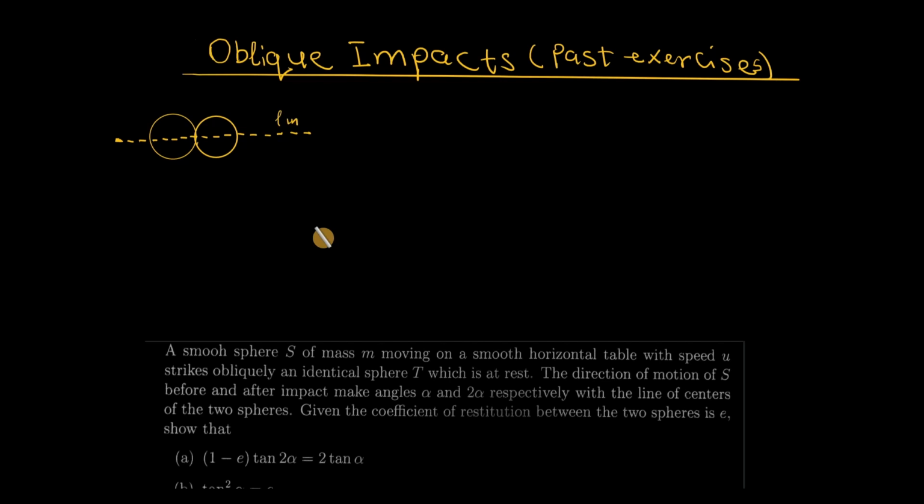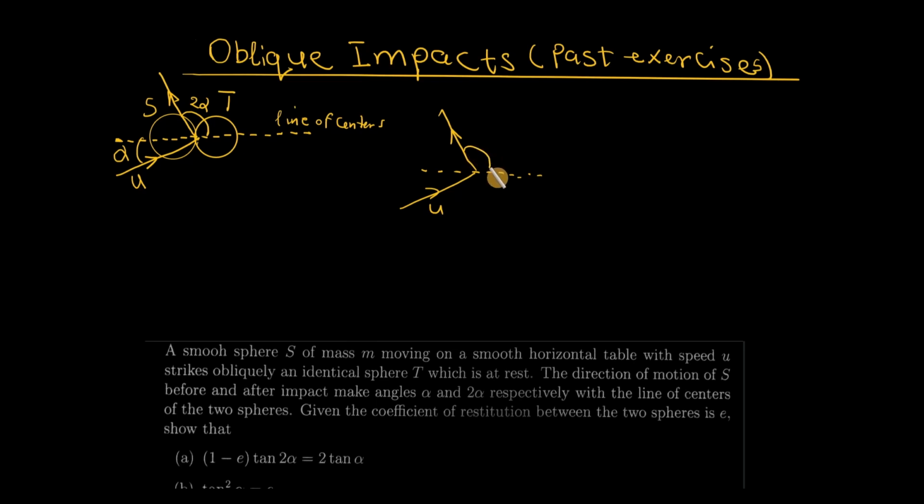Consider two spheres on their line of centers. u is the velocity of sphere S, while this is sphere T, which is at rest. This sketch can be drawn in the simpler form as this. This is the velocity of approach. This is the velocity of departure. This velocity makes an angle of 2 alpha with the line of centers and this makes an angle of alpha with the line of centers. The horizontal and vertical components of u are u cos alpha and u sin alpha.